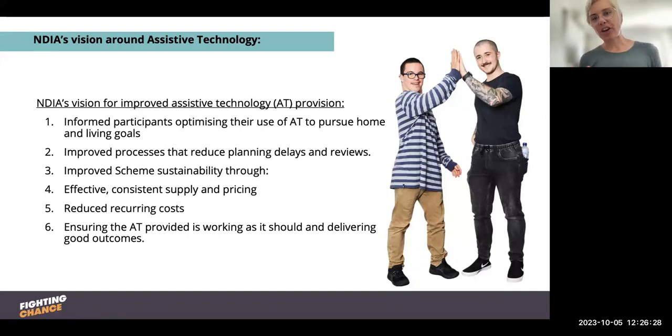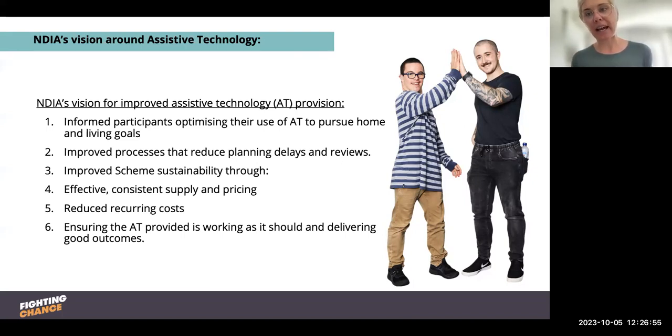So as we know, the NDIA are constantly working to improve and sustain the scheme. And so they talk about the vision for improved assistive technology. And when they talk about that, they talk about informing participants to optimize the use of AT to pursue home and living goals. So this is a big one.